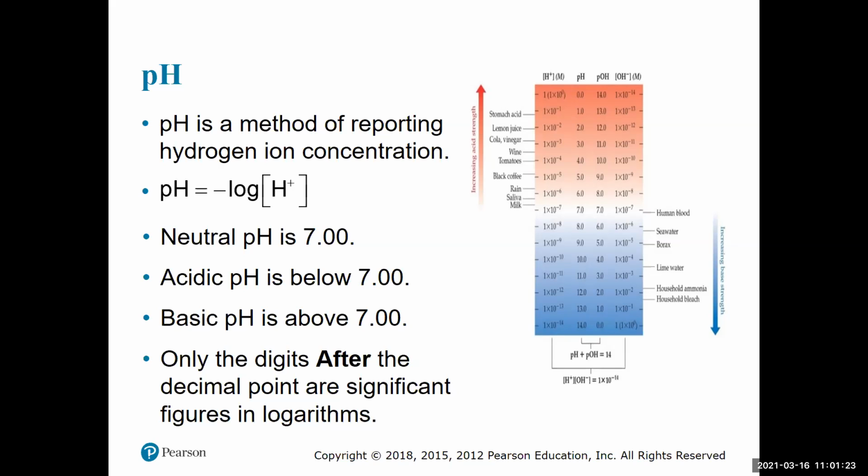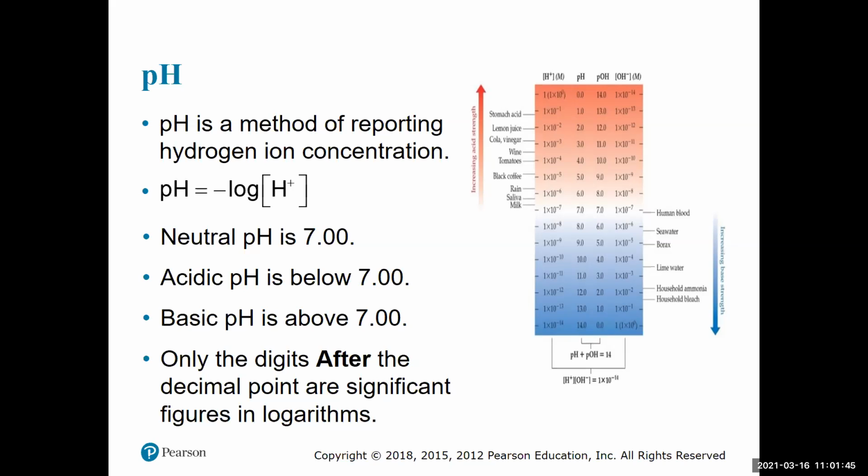A pH below 7 is acidic. In other words, at low pHs you have more hydrogen ions; that concentration is greater. And a pH above 7 is basic. That tells us that the hydrogen ion concentration is less than the hydroxide ion concentration.